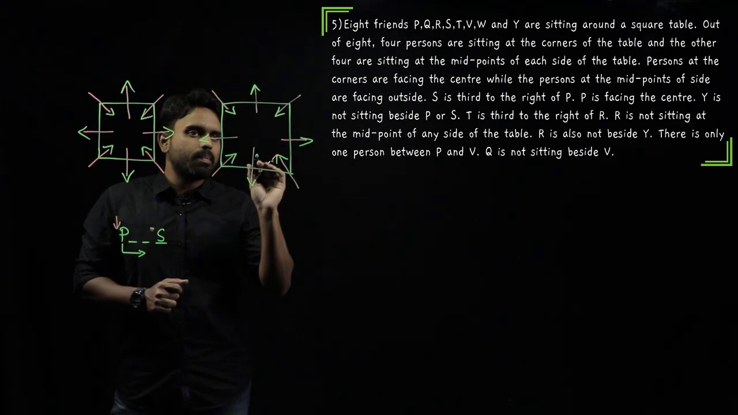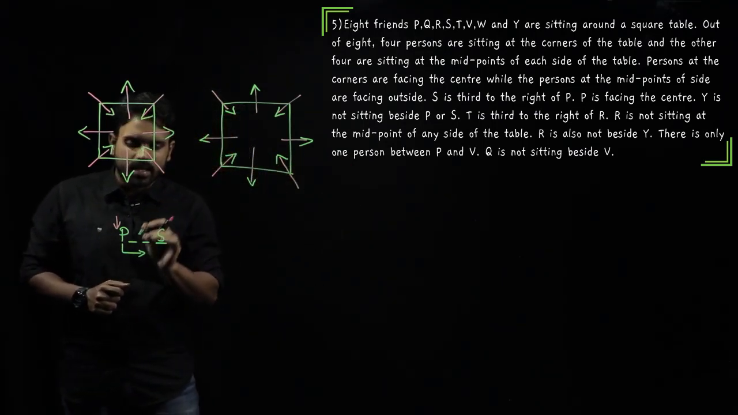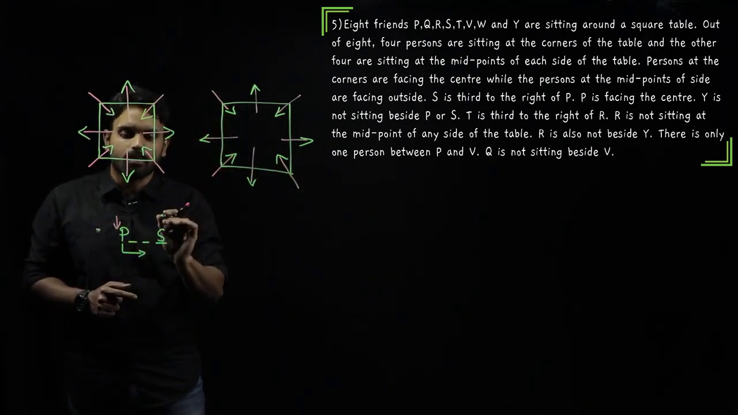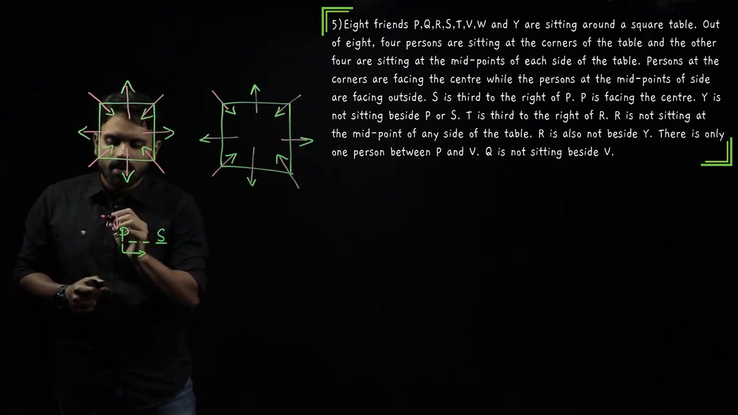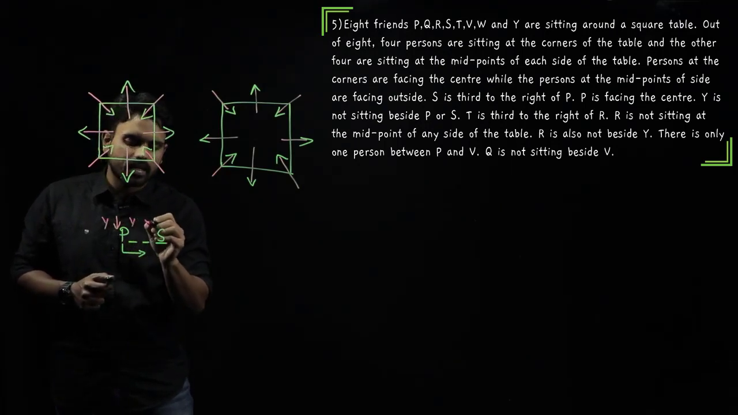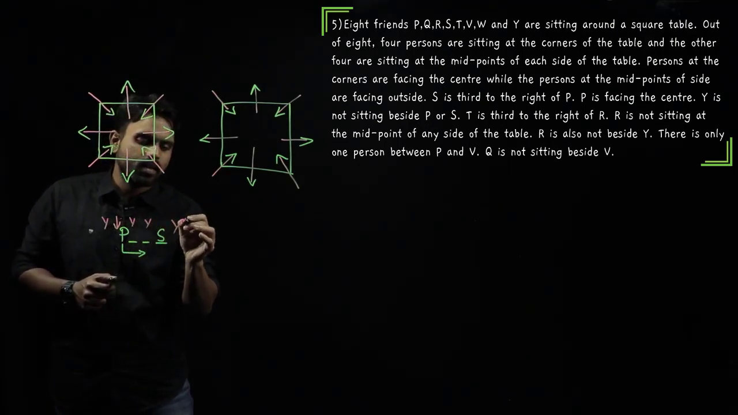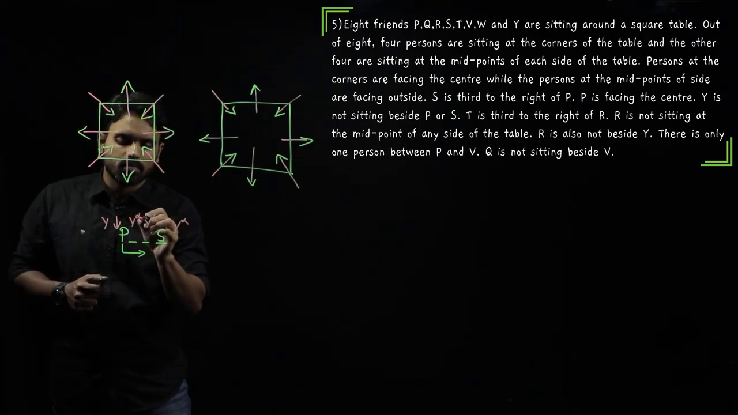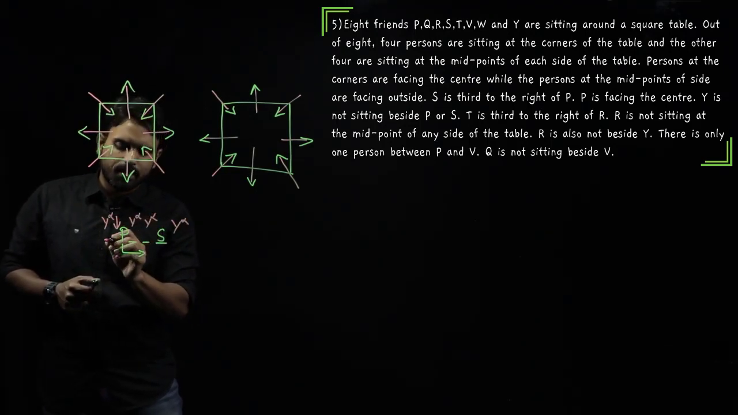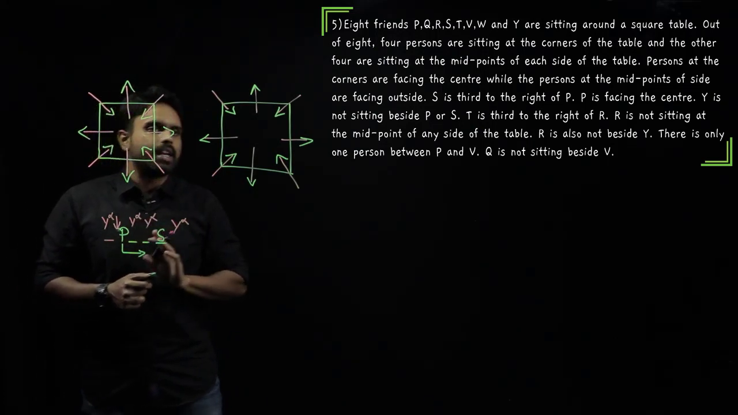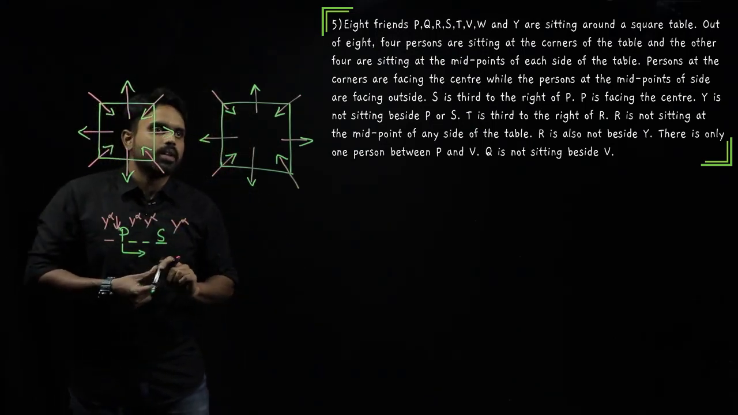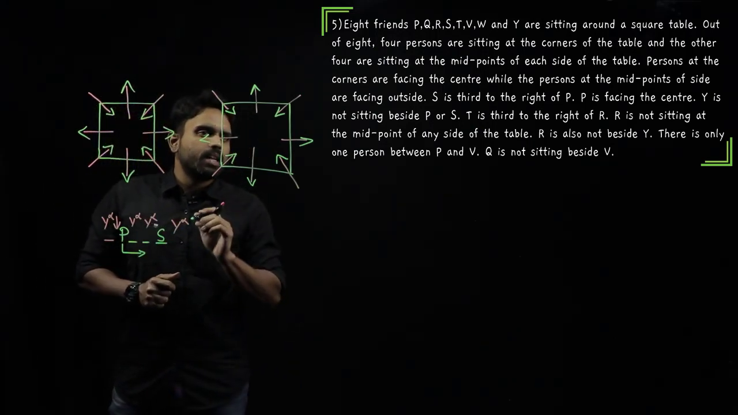Y is not sitting beside P or S. To matlab Y yahan nahi aa sakta, yahan nahi aa sakta. To main sabko cross mark bana deta hu. इन चारों जगहों पर अगर यहाँ पे स्पेस होता तो यहाँ पे Y नहीं आ सकता है. We know this now.